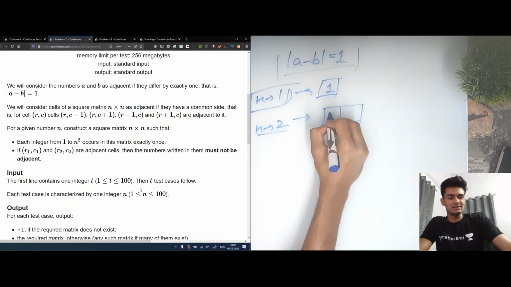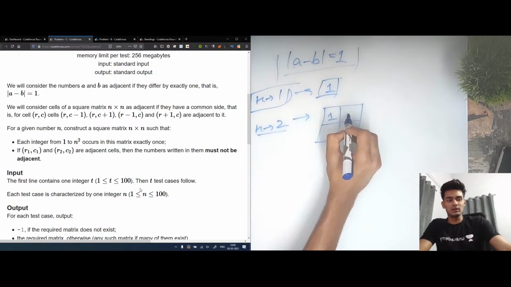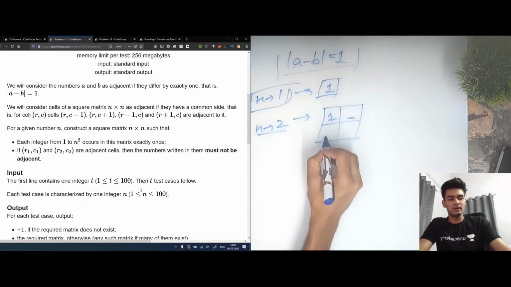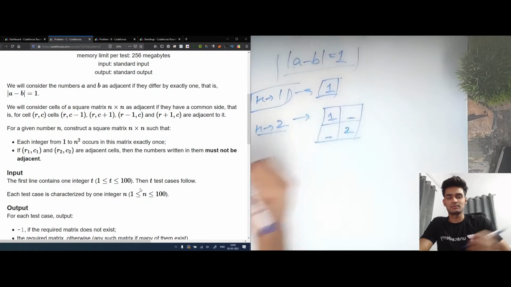Now let's place 1 anywhere. If we place 1 here, then we cannot place 2 here because this cell is adjacent to this one, and we cannot place 2 here. So the only place where we can put 2 is this.